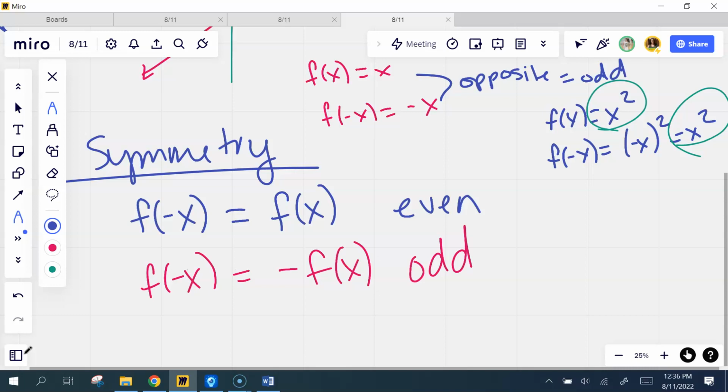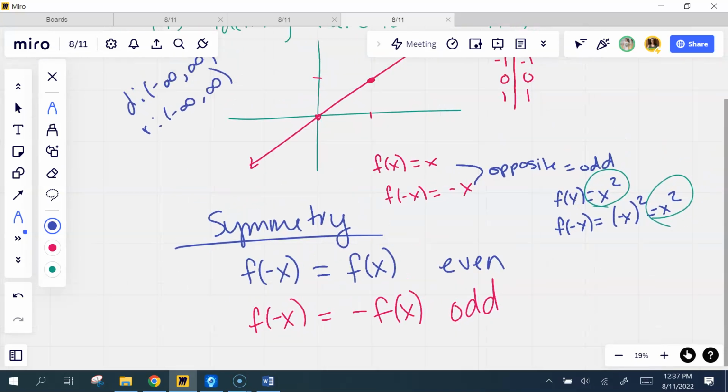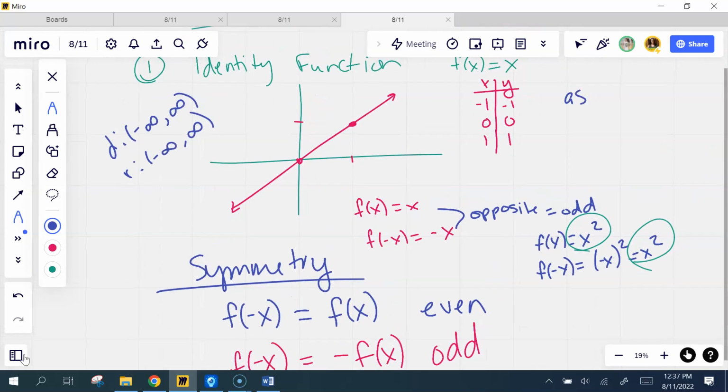How about end behavior here, by the way, while we're waiting? As x approaches negative infinity... infinity, you're exactly right. As x approaches infinity, f of x also approaches infinity. How about the other end?